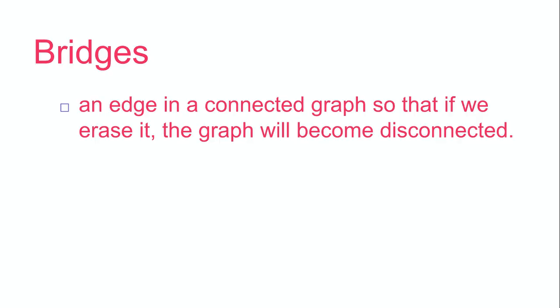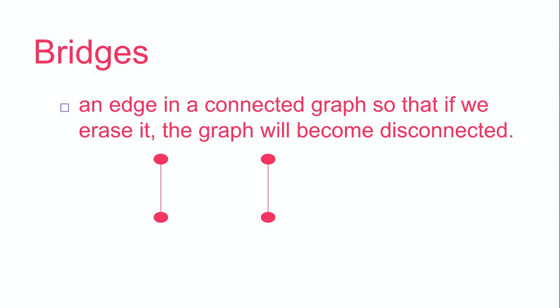Okay, and then the last definition that you need is a bridge. A bridge is an edge in a connected graph that, if you were to take it away or erase it, the graph would then become disconnected. And I have an example here. If this is my graph, it is currently a connected graph. Remember, the definition for a connected graph is that you can get to any of the vertices traveling through the edges. So this is a connected graph.